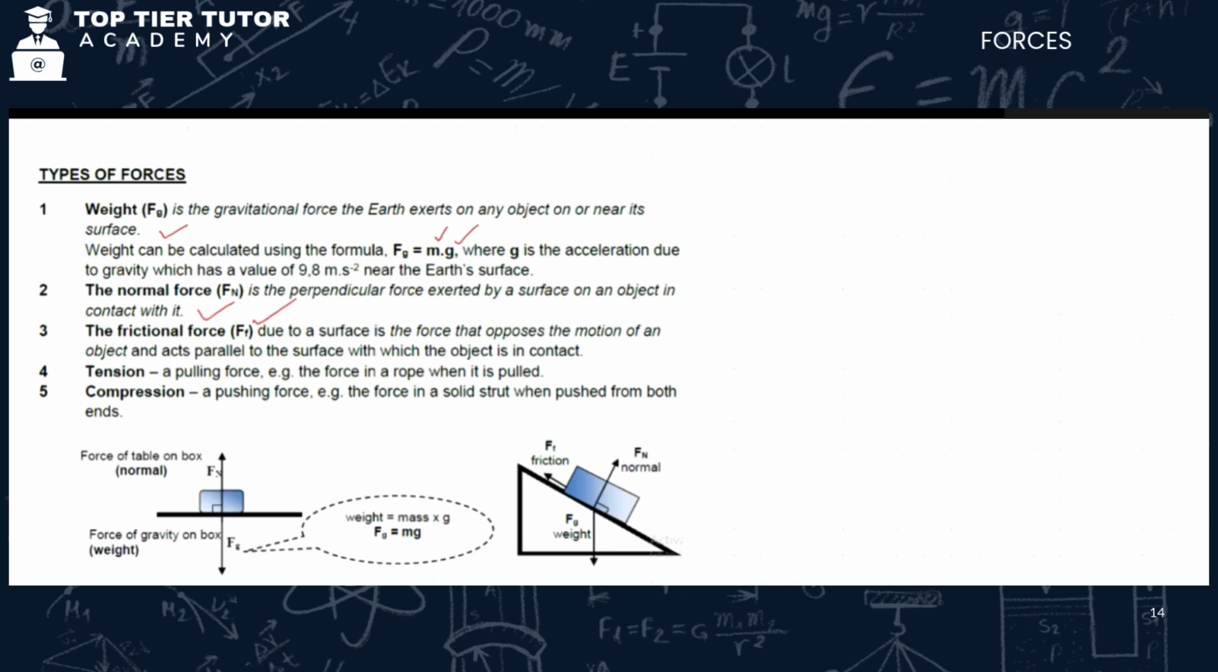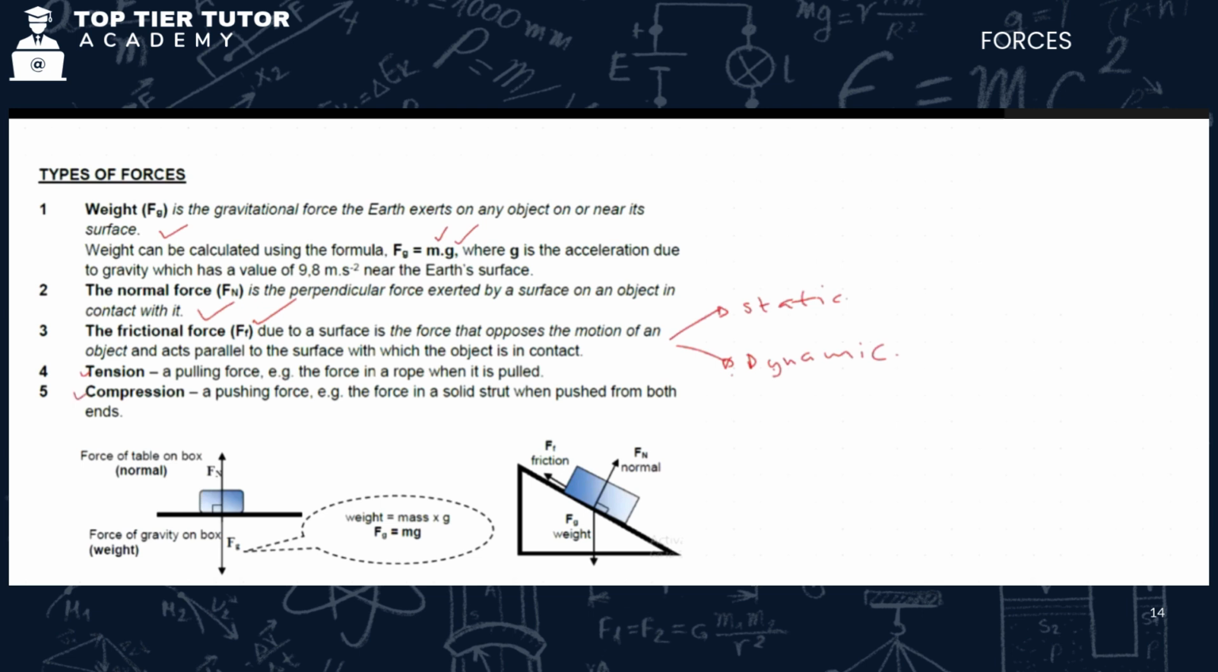Also very important to note that we have two types of frictional force. We have static frictional force, which is where no object is moving. And we also have dynamic, where there is movement, where the object is moving. We will have a pulling force called tension, and we will have a pushing force called compression.